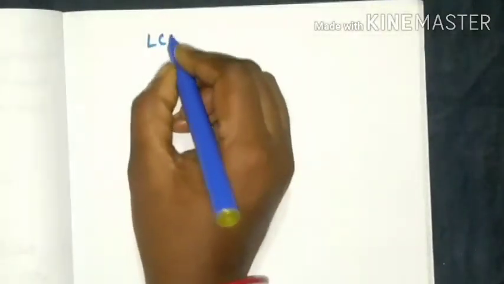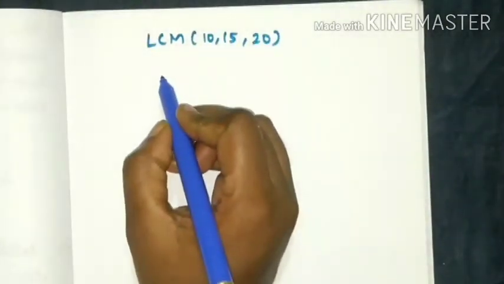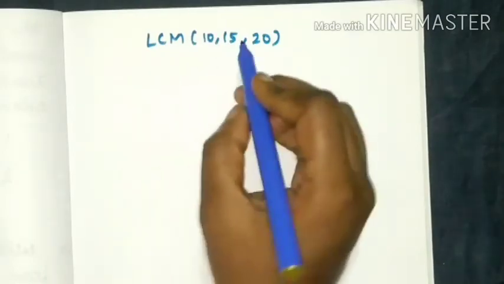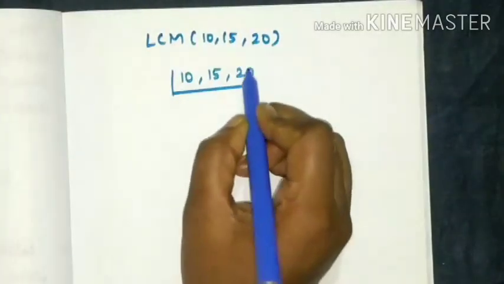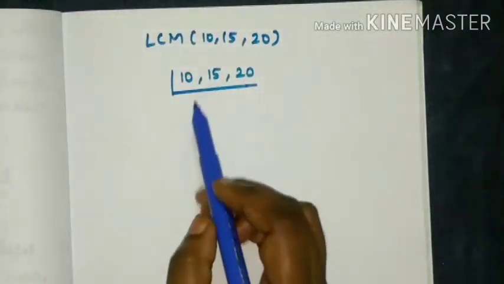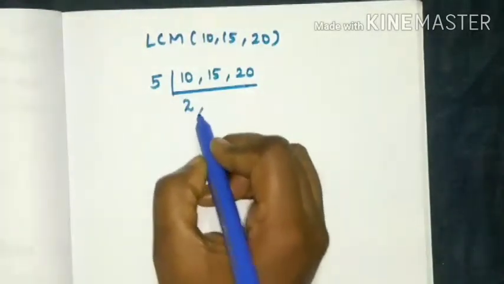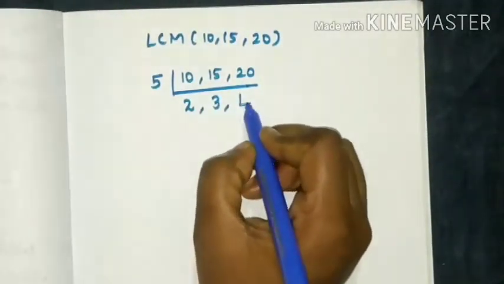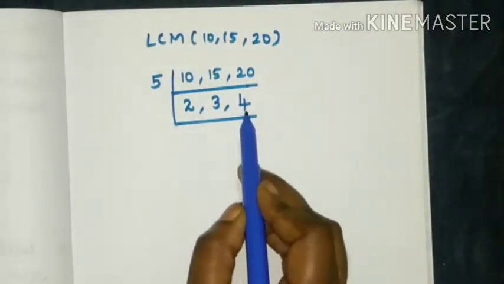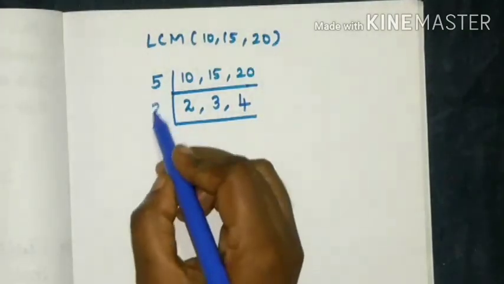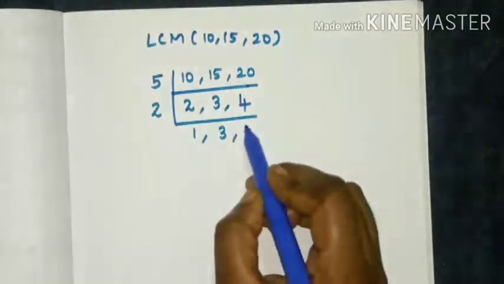LCM of 10, 15, 20. To find the LCM, what we have to do? We have to divide all the numbers at the same time. 10, 15, 20. All the 3 numbers are divisible by 5. So let's start with 5. 5 2s are 10, 5 3s are 15, 5 4s are 20. Then here 2 and 4 are even numbers, so it is divisible by 2. 2 1s are 2. 3 is not divisible by 2, so bring down the number 3. 2 2s are 4.